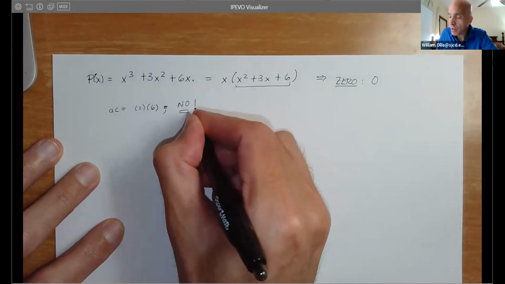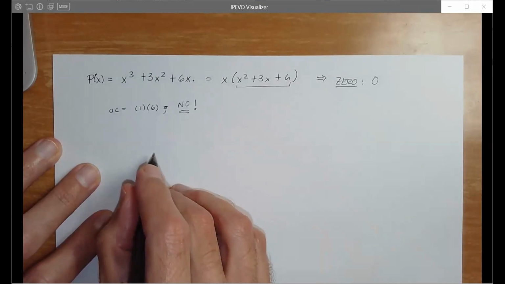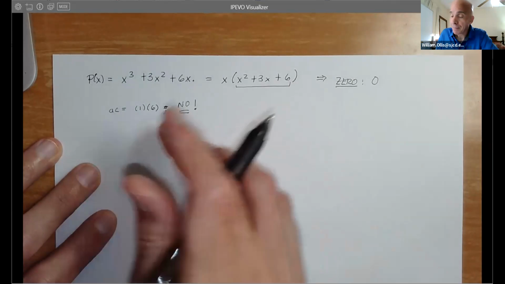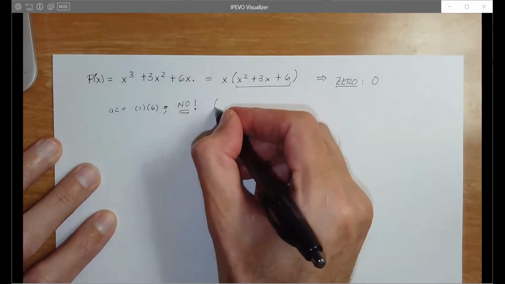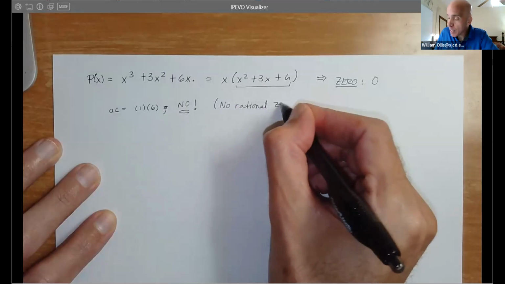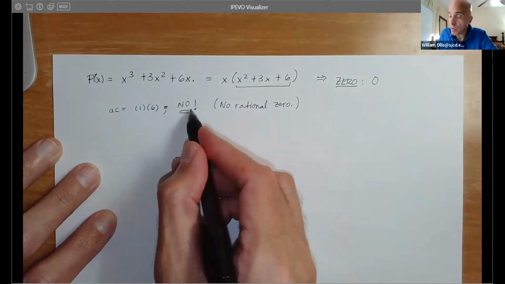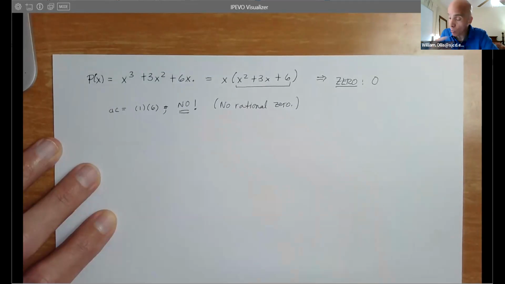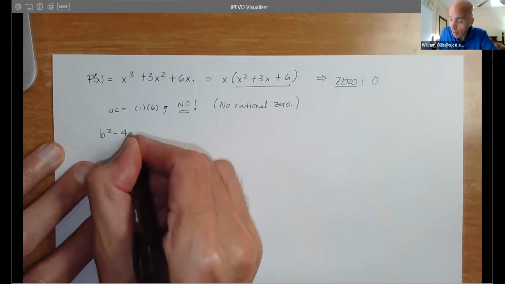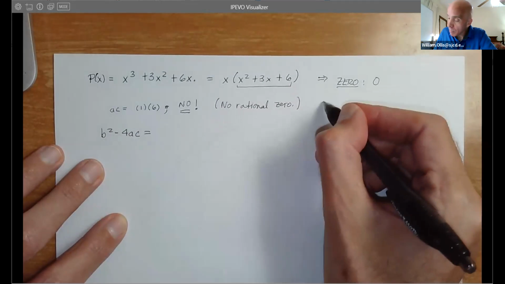Okay, so Samantha, what do I do now? You go to your other possible zeros. So I go to the quadratic formula, right? Yeah, you would have to. So we're saying no rational zeros. Remember, if the AC lemma works, I have a rational zero. And Samantha clearly said here that there aren't any, and I completely agree with her. So now notice we want to look at the discriminant. Now, let me just write this down. A is what?